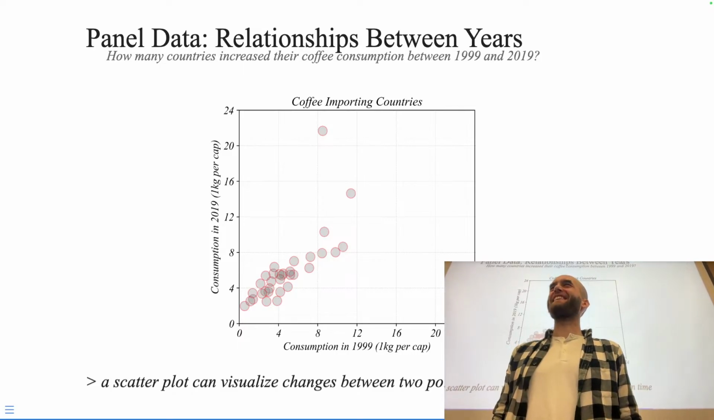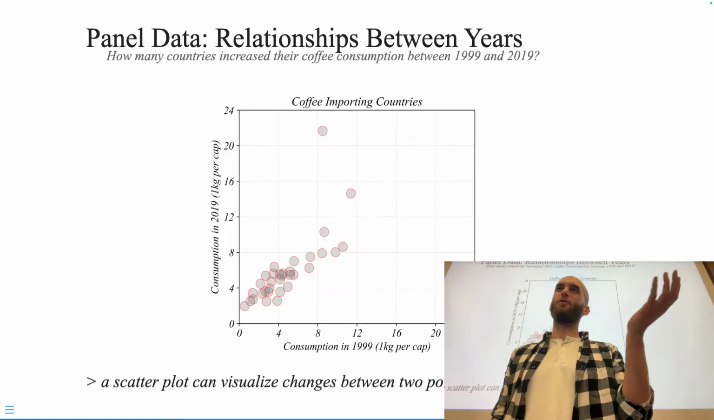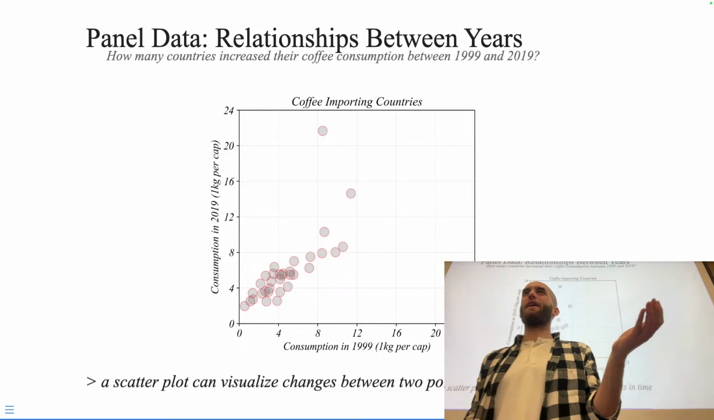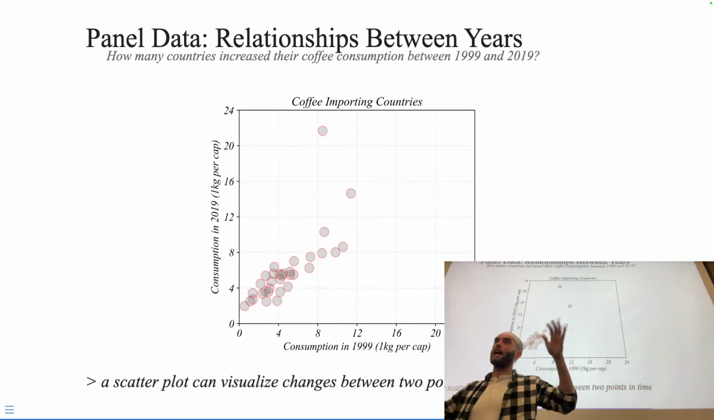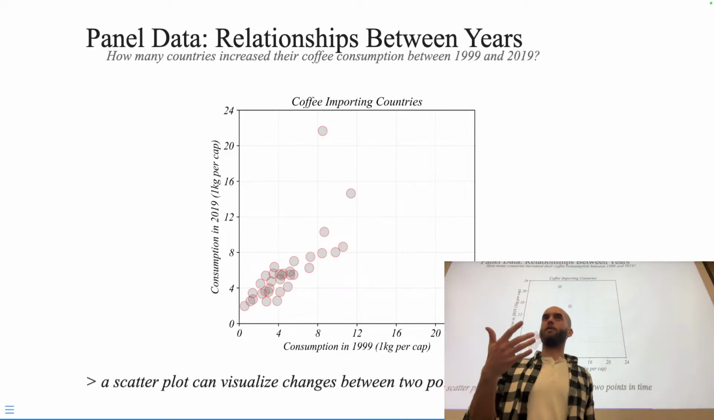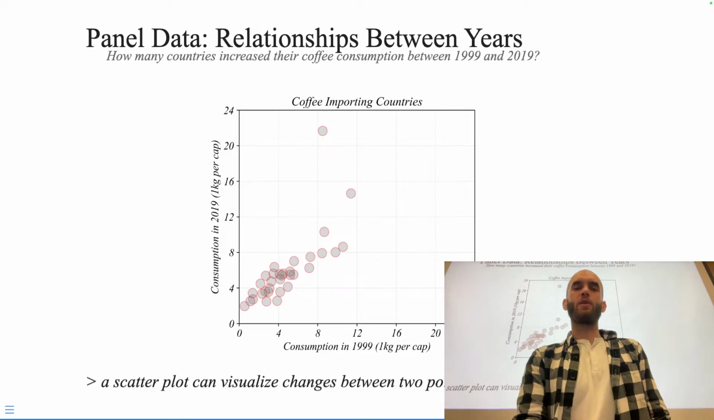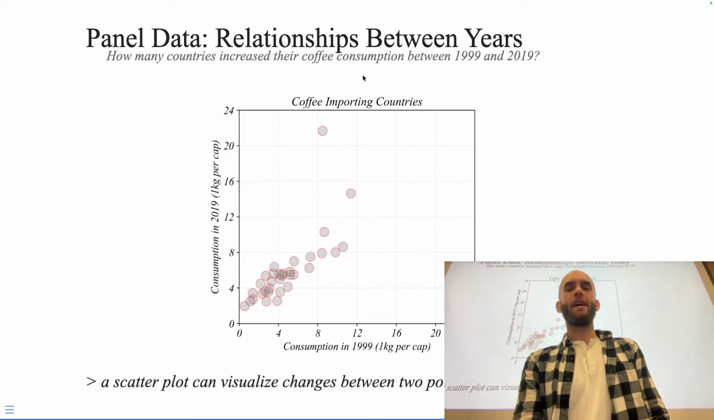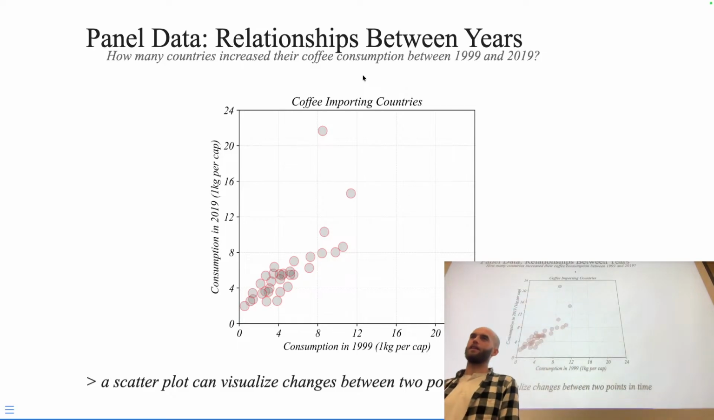All right. So once you see something, often it becomes obvious in retrospect, even if it was hard to think about at first. So here what we're doing is plotting changes through time, but as one point on a two-dimensional axis. If I were to ask you how to identify countries that have increased their coffee consumption, how might you do that on this figure? Like, where are they? Where are the countries that have increased?